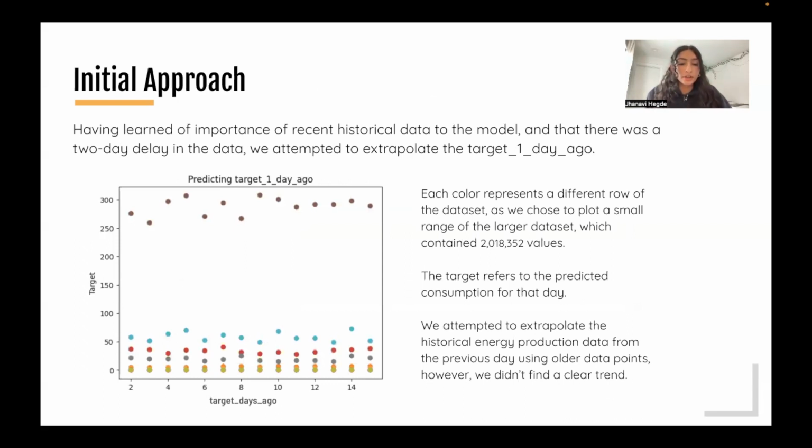Here, having learned of the importance of recent historical data to the model and that there was a 2-day delay in the data, we attempted to extrapolate the target 1 day ago. Each target here represents a different row of the data set, as we chose to plot just a small range of the larger data set, which contained over 2 million values. And the target refers to the predicted consumption of that day. Now, we attempted to extrapolate the historical energy production data from the previous day using older data points. However, we didn't find a clear trend, as evident in the graph here.